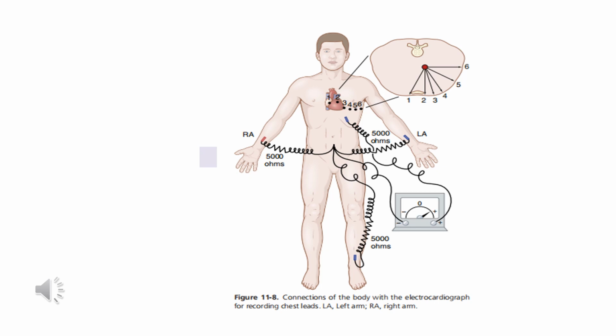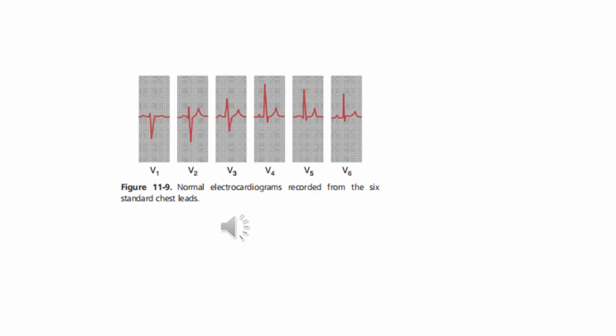Usually, 6 standard chest leads are recorded, one at a time, from the anterior chest wall, with the chest electrode being placed sequentially at the 6 points shown in the diagram. Different recordings are known as leads V1, V2, V3, V4, V5, and V6. Figure 11:9 illustrates the ECGs of the healthy heart as recorded from these 6 standard chest leads.